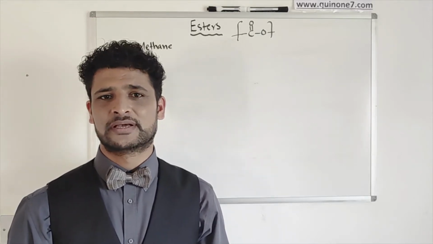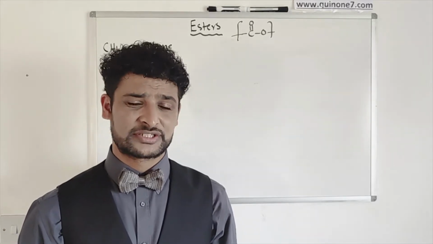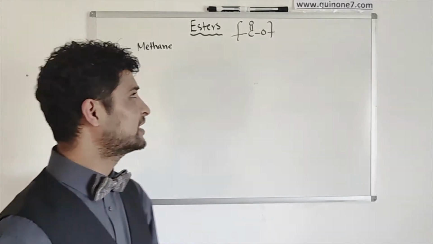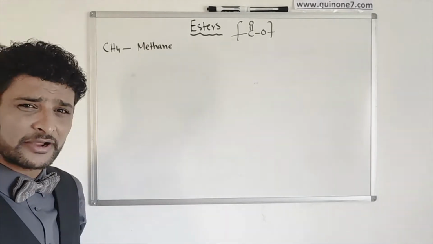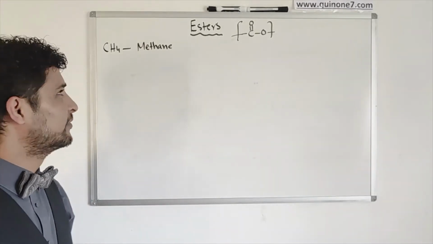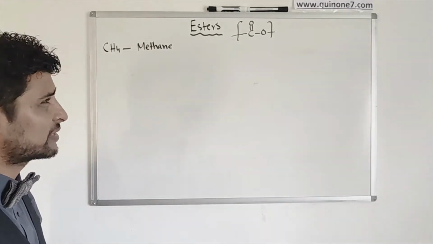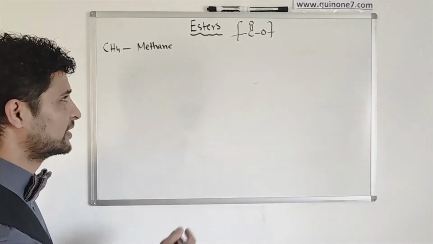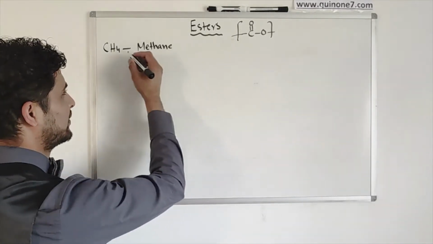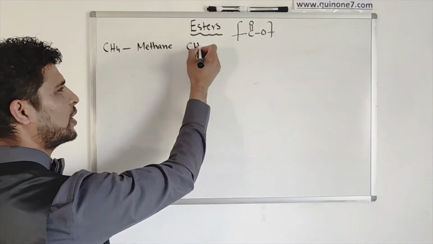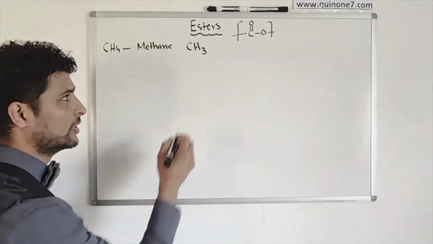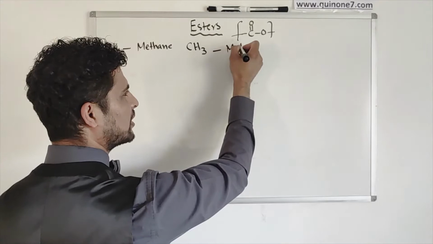Today we're going to look at the esters and their structure, and how we're going to name them. Let's have a look at the first hydrocarbon, methane, which is CH4. I just want to clarify this because we're going to use it extensively when we name the esters. Methane, when you remove one hydrogen, becomes CH3. It is known as methyl.